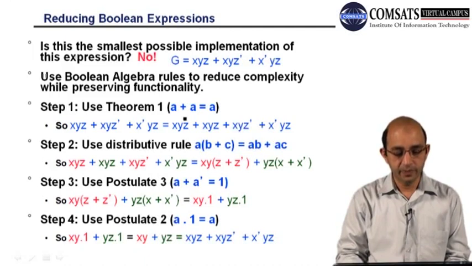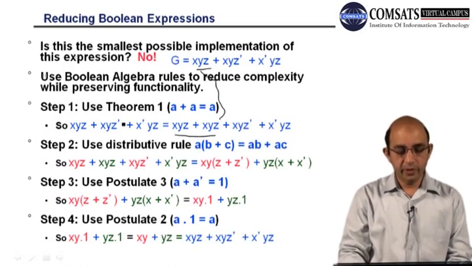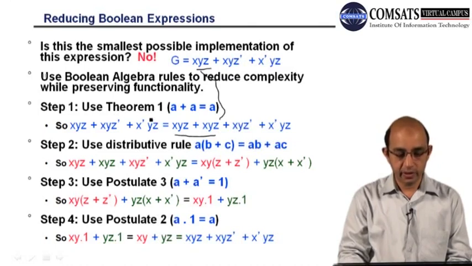We will be using different axioms which we already studied in our previous lectures. Here we will be using theorem 1, which is from your textbook. We always have A plus A is equal to A. This is the OR operation, and these are the variables. So if I take XYZ as A, we can always have XYZ plus XYZ is equal to XYZ. So these two terms will be XYZ.